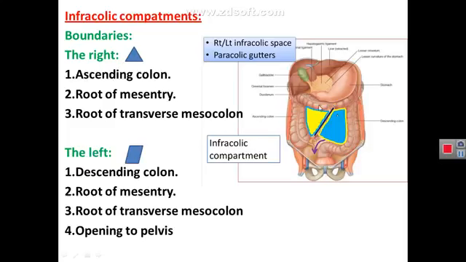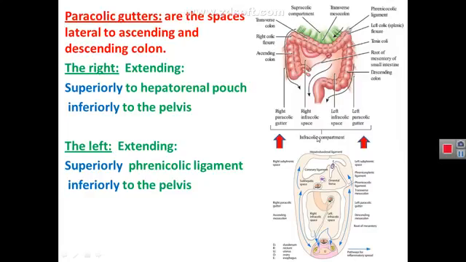This is the description of the infracolic compartment, which is right triangular, left quadrilateral. The left quadrilateral is opened inferiorly. Both are parts of the infracolic compartment, divided by the root or attachment of the mesentery of the small intestine. This is a description of the paracolic gutters. You can see that the right paracolic gutter extends below to the pelvis, but up it may extend to the hepatorenal or Rutherford-Morrison pouch, according to this figure again.